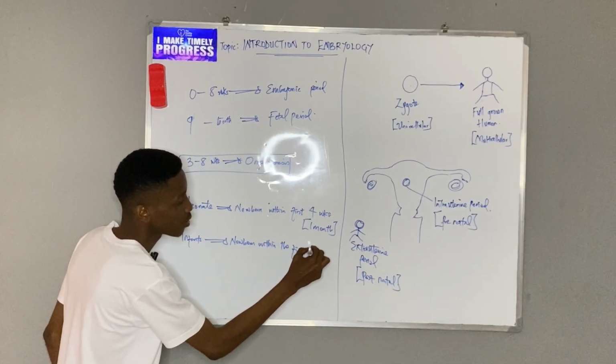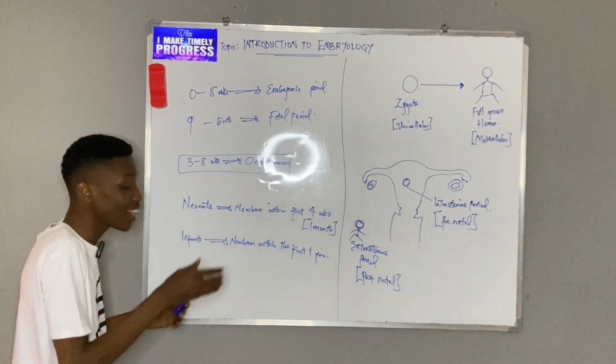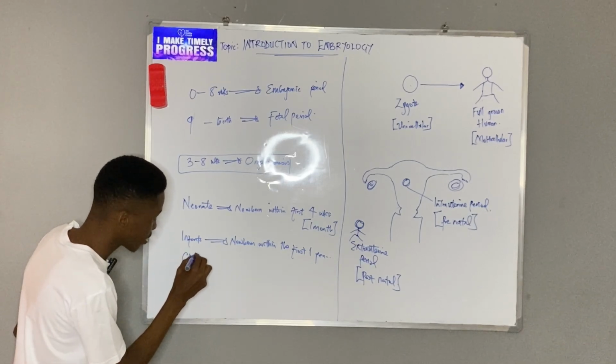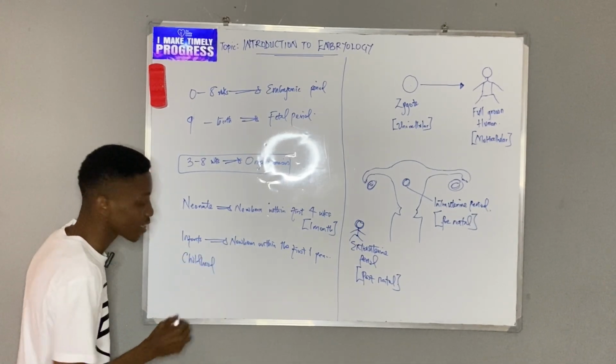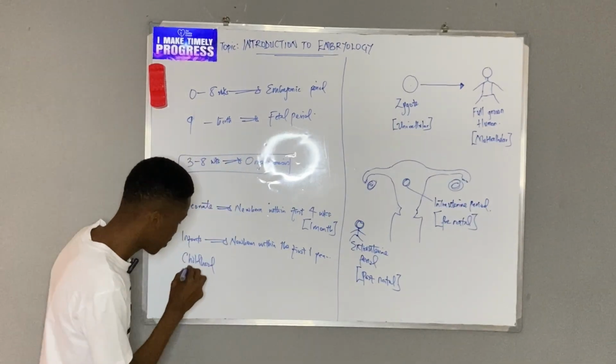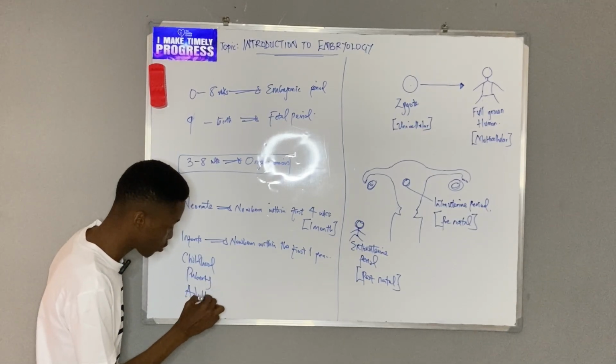And then from that 1 year up until puberty, we call that period childhood. Then puberty, reproductive age, and then after that, the next thing we now have here would be adulthood.